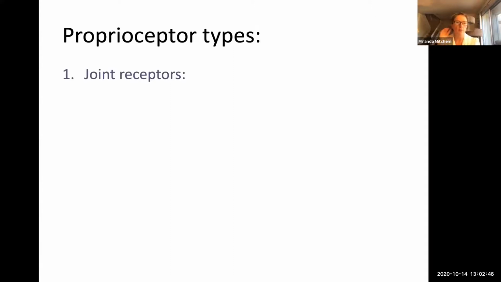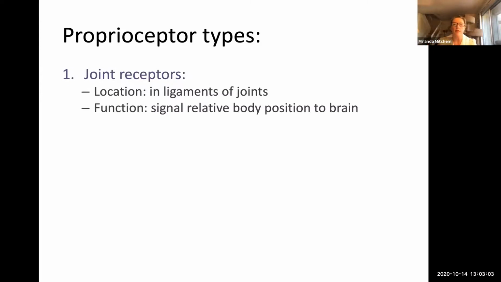All right, so the first type of proprioceptor that we'll talk about, there's three, are the joint receptors. And they're located, as you might guess, in the joint. Specifically, they're in the ligament. And their job is to constantly feed information into the brain so that we know where we are. These are, again, always firing. It's not a matter of them being turned on or turned off. It's a matter of there being a difference in the firing frequency, the time in between the signals, that is perceived by the nervous system.